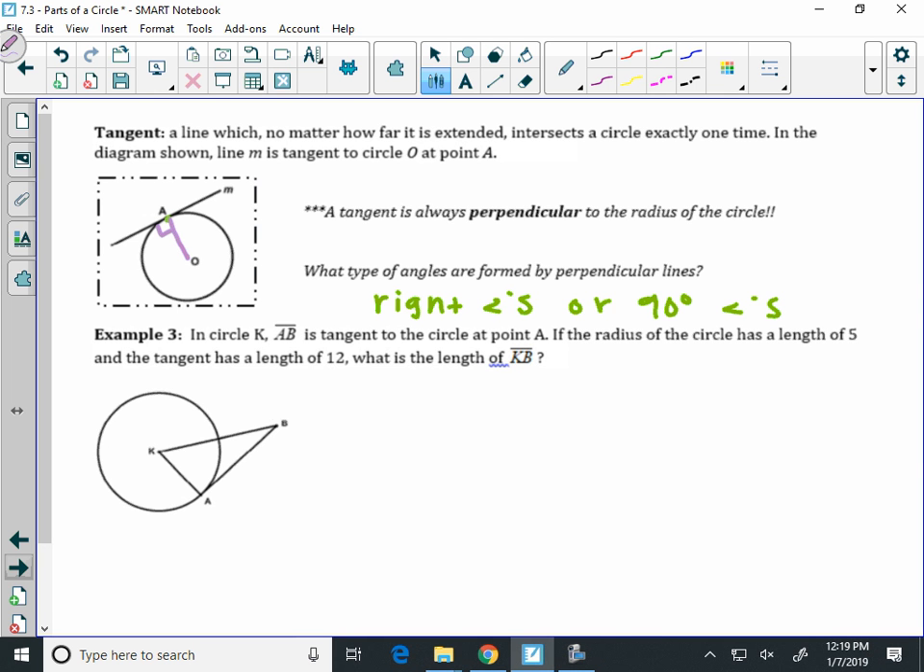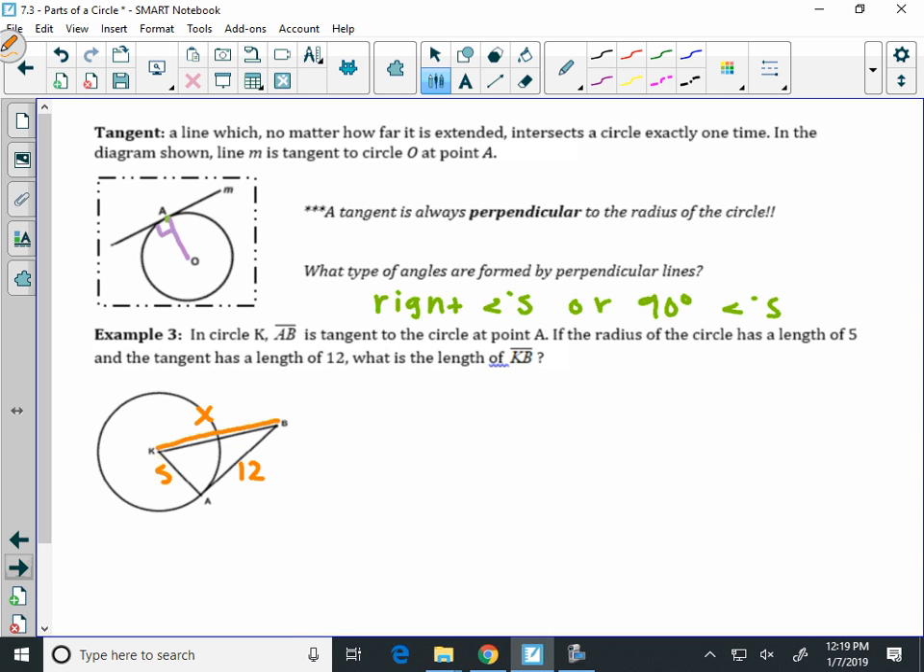So we take a look at example 3. It says in circle K, AB is tangent to the circle at point A. If the radius of the circle has a length of 5 and the tangent has a length of 12, what's the length of KB? So we're trying to find KB. So I marked that with X. It said AB was the tangent, and it said the tangent was 12. So I'm going to mark that. It said the radius, and if I'm looking at my diagram, the only line that's left that can be a radius is KA. This is going from the center to the edge, and that's 5.